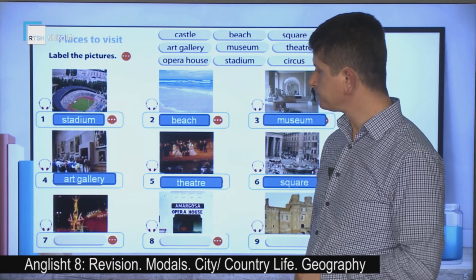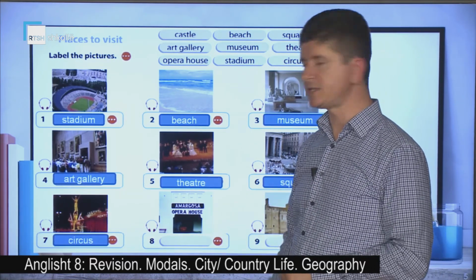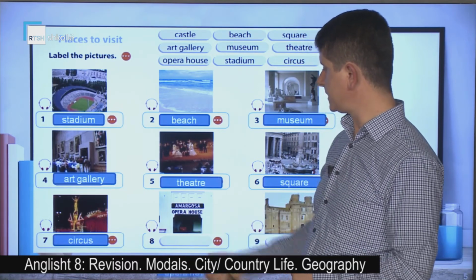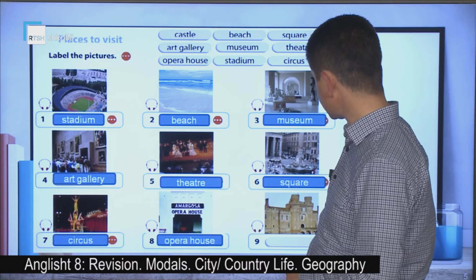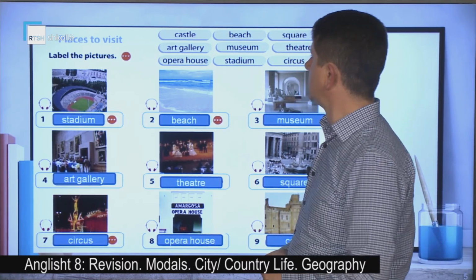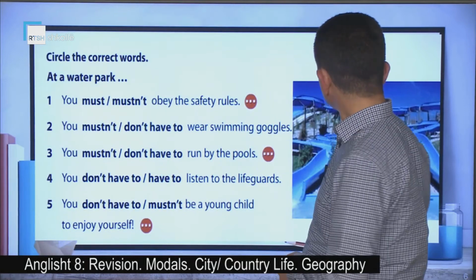The seventh, it's a circus, cirque. The eighth, it's written almost here, it's an opera house. And the last one, it is a castle, Berati Castle, for example. Let's move on with another exercise.